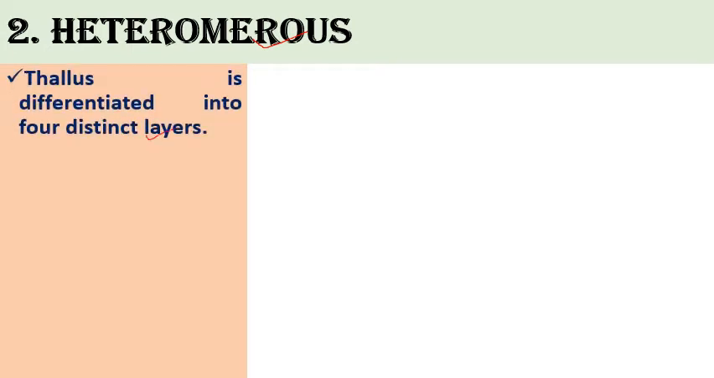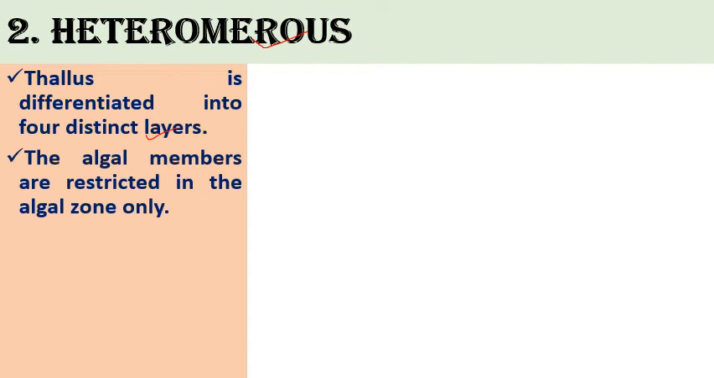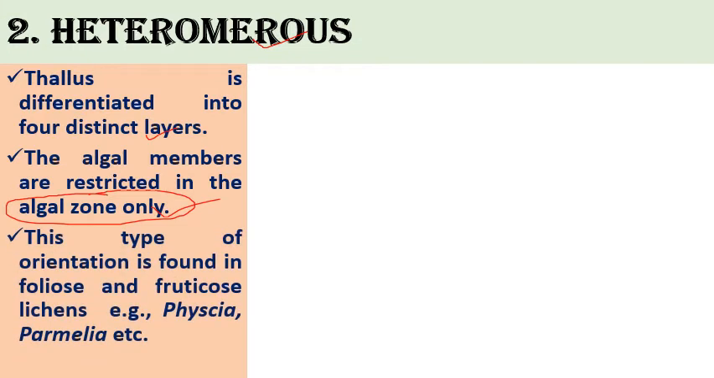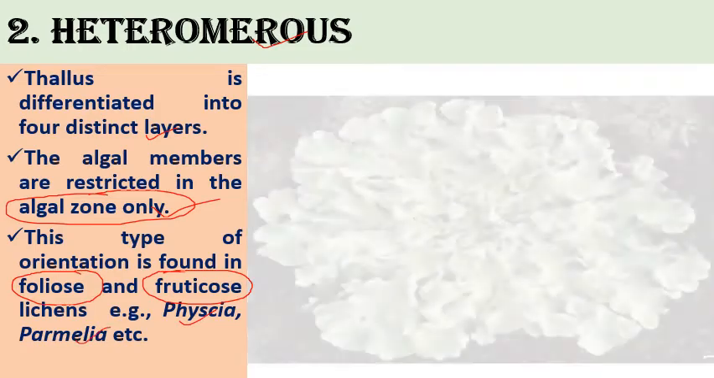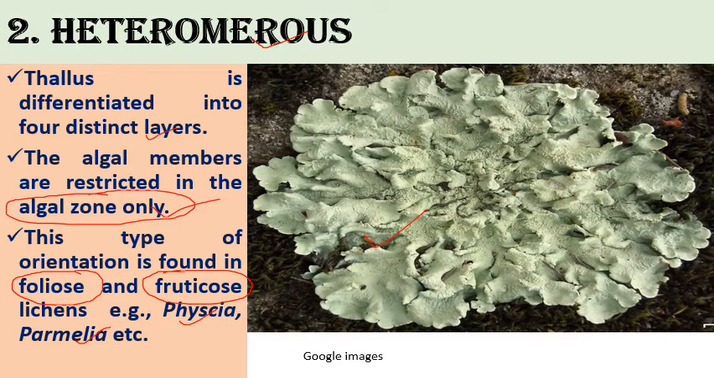The next is heteromerous. इसमें in this type of thallus there is distinction of different layers. So thallus is differentiated into distinct layers. So algal members जो होते हैं they are restricted to a particular zone जिसको कहा जाता है algal zone, और this type of orientation is found in advanced type of lichen जो है foliose form, leaf like, और fruticose lichens, for example Physcia and Parmelia. So this is the picture of Parmelia.